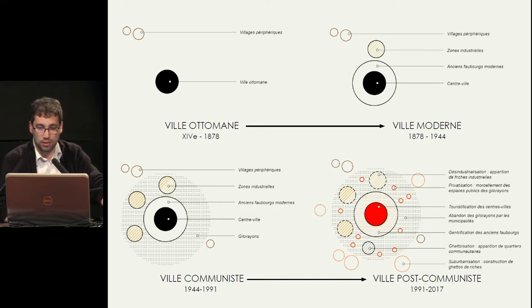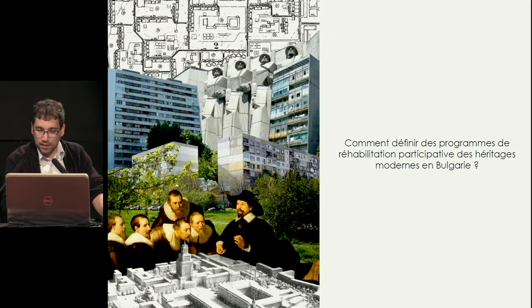And since 1991, we have a long process of deindustrialization, of spatial privatization, of touristification of the city centers, because one of the best ways to earn money is through tourism. But we also have processes of gentrification in the old suburbs. And then a kind of ghettoization and a phenomenon of urban sprawl, suburbanization, which is a social process: the rich are moving into the suburbs, whereas the rest of the inhabitants don't have the same degree of social mobility, they remain in the city.